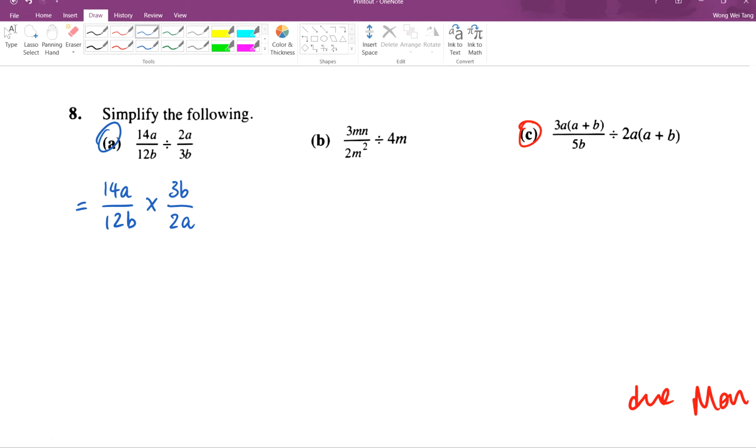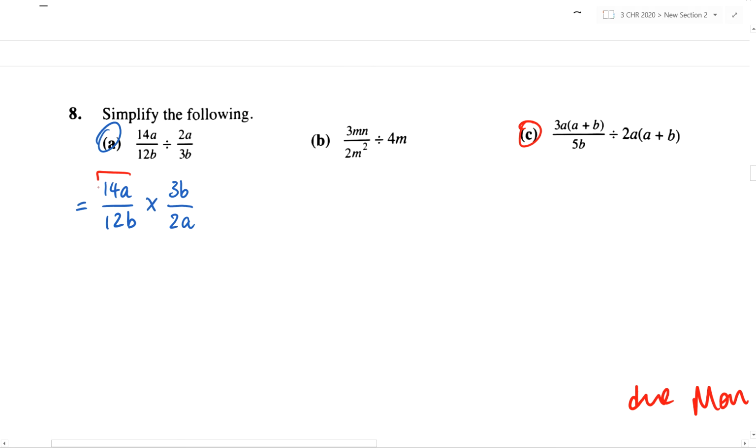We're going to try and cancel away whatever is common. So I'll start with the first fraction. I see 14 and 12. I can divide both of them by 2. Dividing this by 2, left with 7. Dividing this by 2, left with 6. I'm going to look at the other fraction, 3b over 2a. There is nothing in common. I cannot cancel. Now I'm going to go diagonal.